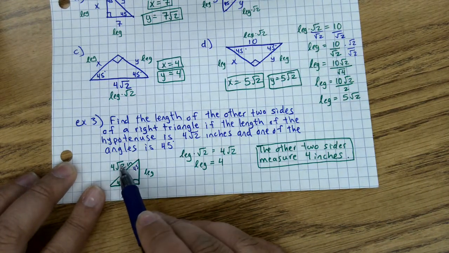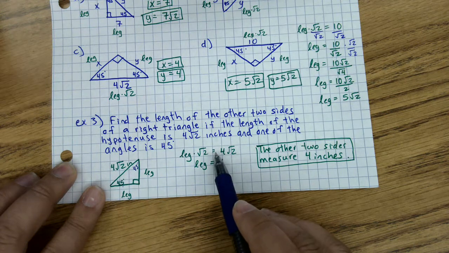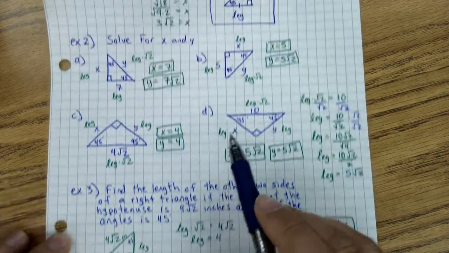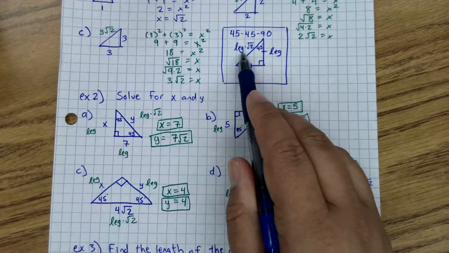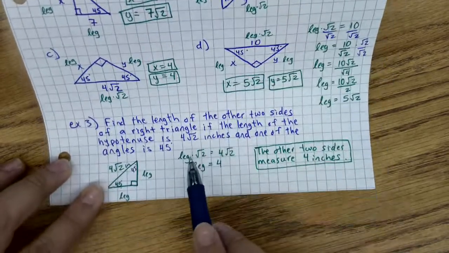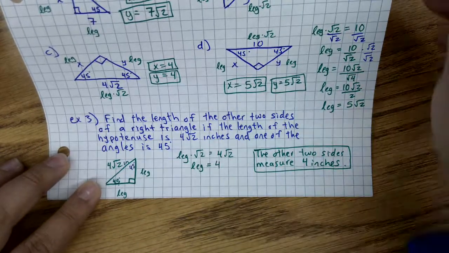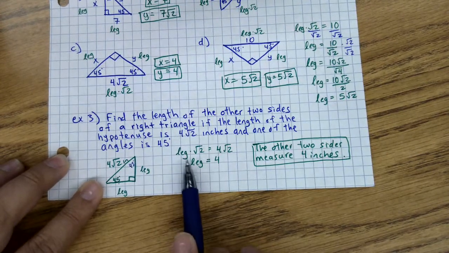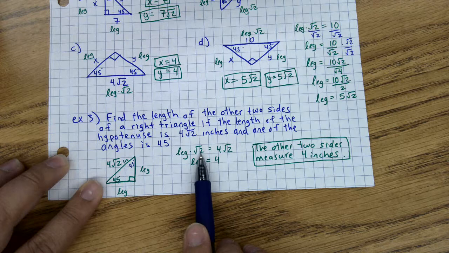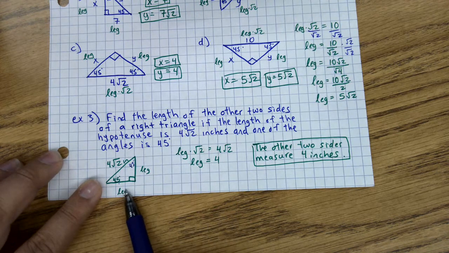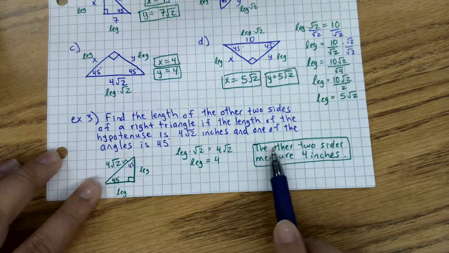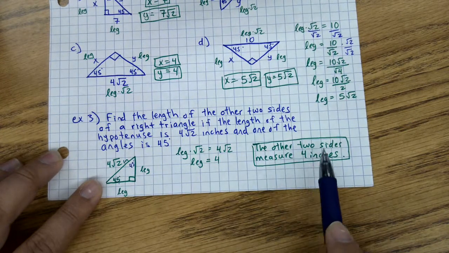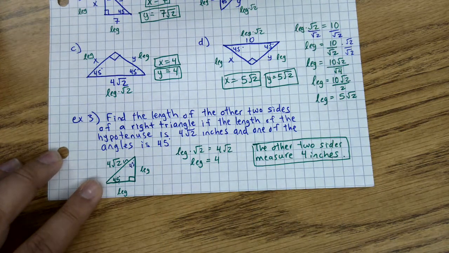So if the hypotenuse is 4 square root of 2, that is equal to the leg times the square root of 2. Again, using the pattern, the hypotenuse is always leg times the square root of 2. So leg times the square root of 2 is equal to 4 square root of 2. Looking at the structure again, the leg has to be 4, because they both have a square root of 2, so the leg and 4 have to be the same. So if the leg is 4, then the other leg is 4. So our answer is that the other two sides measure 4 inches. Okay, that's it.